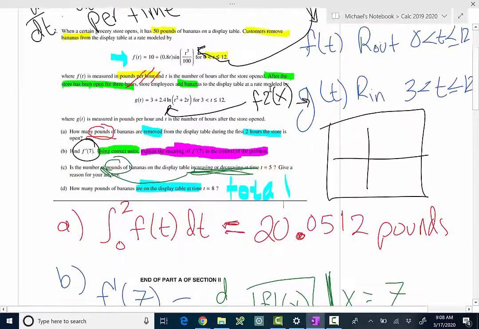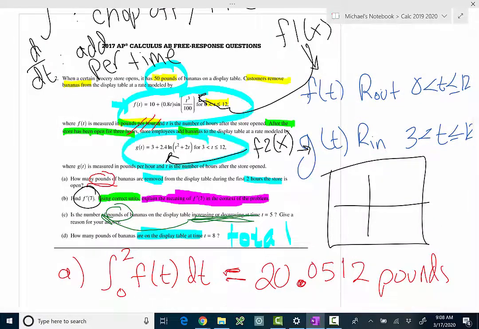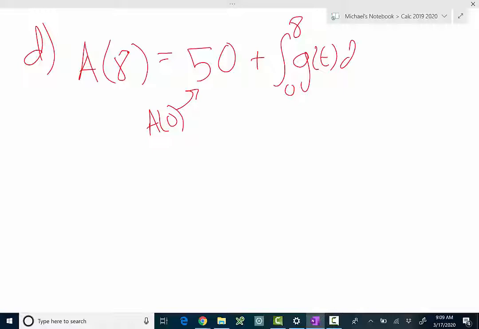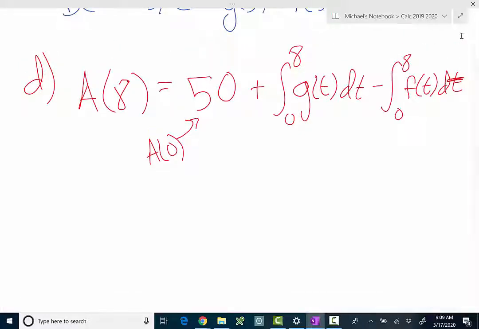And D asks, how many pounds are there at 8? This is the total. What is the total amount at 8? So this is where we're going to do that general formula. A of 8 equals 50, which is our starting point, plus the integral from 0 to 8 of g of t minus f of t.